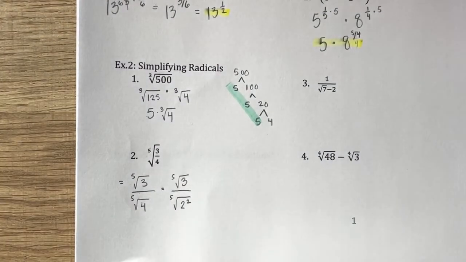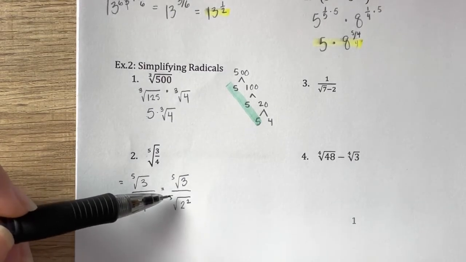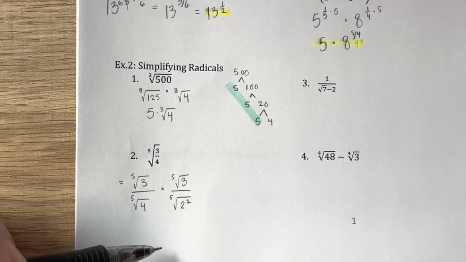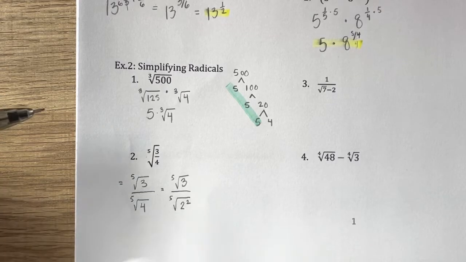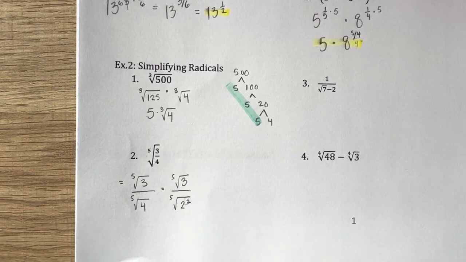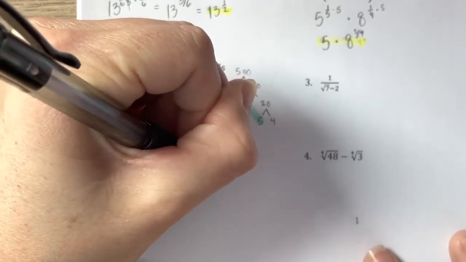Usually when we rationalize the denominator, we multiply numerator and denominator by the radical in the denominator to cancel it out. So I need to multiply numerator and denominator by something that gets me to the 5th power in the denominator. Right now I have the 5th root of 2 squared. So since I have 2 squared, I'm going to multiply numerator and denominator by the 5th root of 2 cubed.